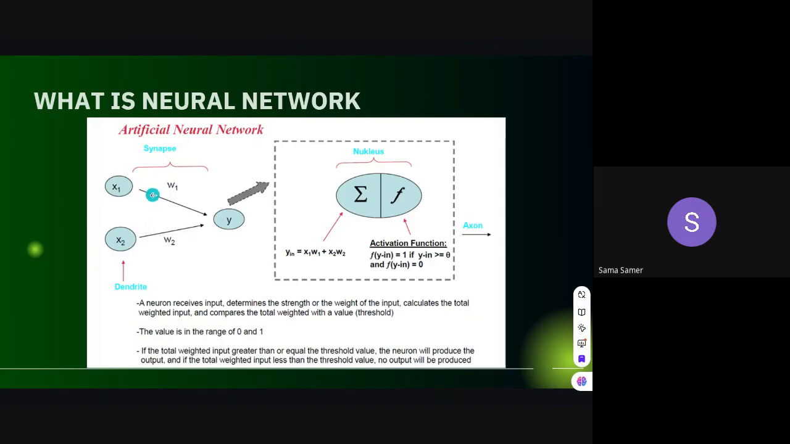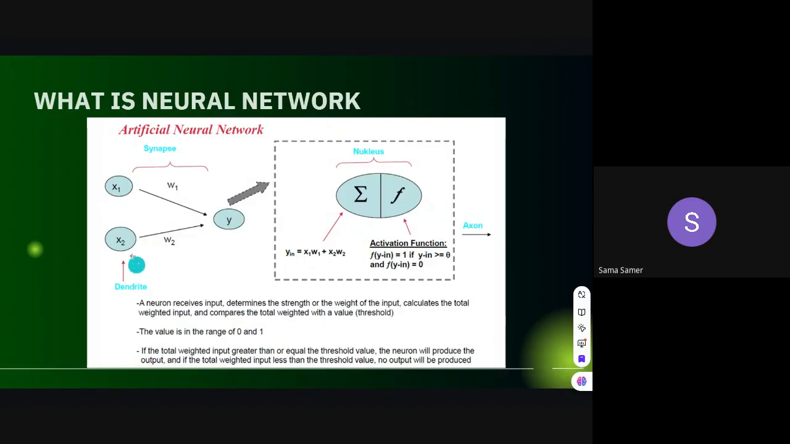This is an artificial neural network. What happens here again? We have dendrites, which are the connections between the neurons and each other, or the main signaling point, giving us a weight, or a signal that moves here from weight 1 or weight 2 to the output. So how does this work? A neuron receives an input, determines the strength or the weight of the input, or determines how important this is to our data. Then it calculates the total.